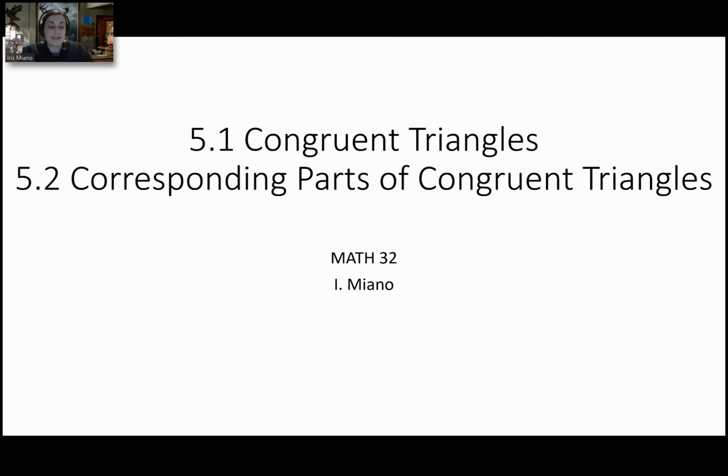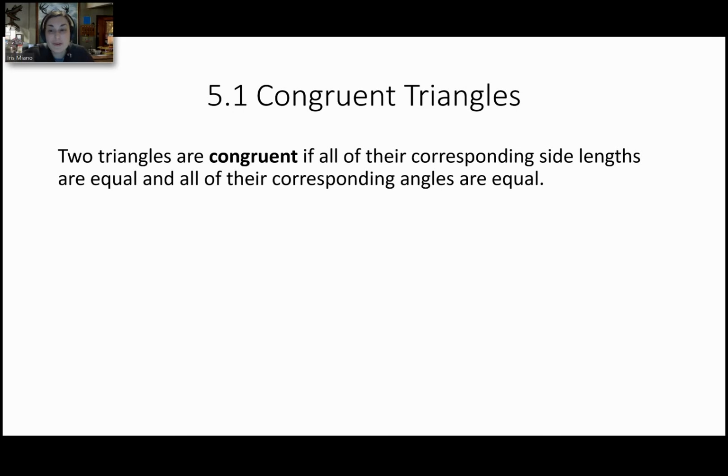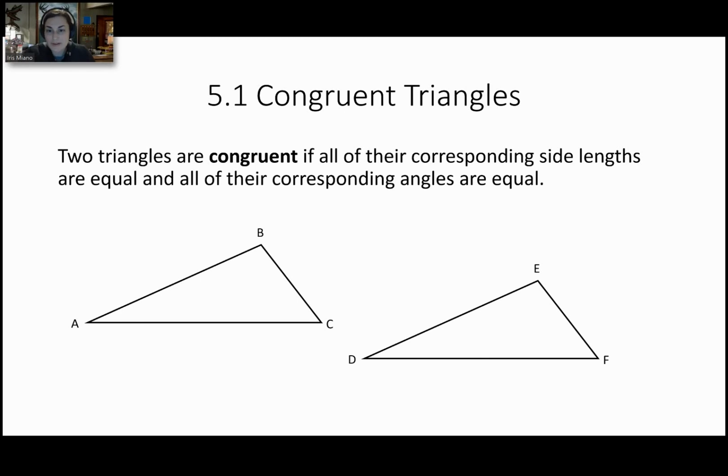Okay, so let's dive right in with triangle congruency. The definition of this idea is that two triangles are congruent if all of their corresponding side lengths are equal in length and therefore congruent, and all of their corresponding angles are equal in measure and therefore also congruent. So take two generic triangles, ABC and DEF, as you see on the screen, and they look really similar to each other, and the word similar is actually going to have a very distinct definition. We'll get to that in chapter 7, I believe, when we get into similarity.